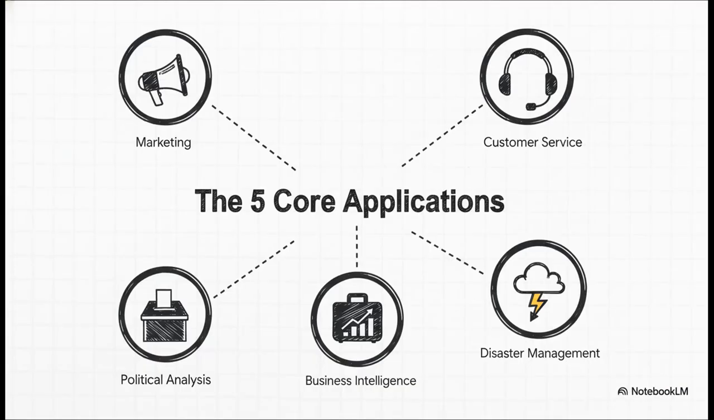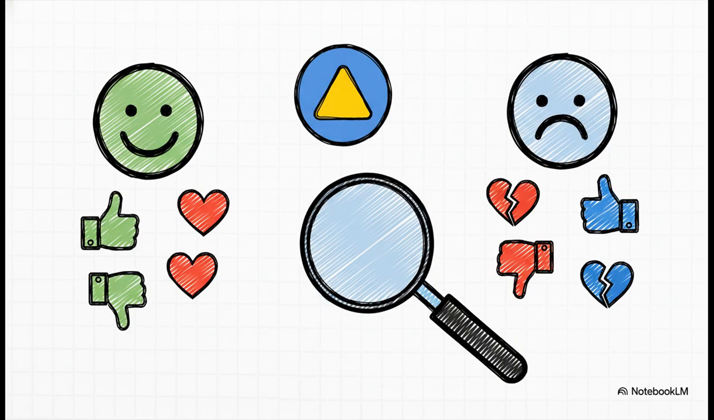Seriously, from the ads you see in your feed to how a city responds to an earthquake, SMA is working behind the scenes. We're going to look at these 5 key areas: marketing, customer service, politics, disaster management, and business intelligence. First up, the obvious one, marketing. Companies are glued to SMA to see what kind of content you actually like. By tracking what gets shared and what gets ignored, they can tweak their campaigns. Even more important, they're constantly monitoring brand sentiment. Are people saying good things or bad things? So they can jump on a negative story before it goes viral.